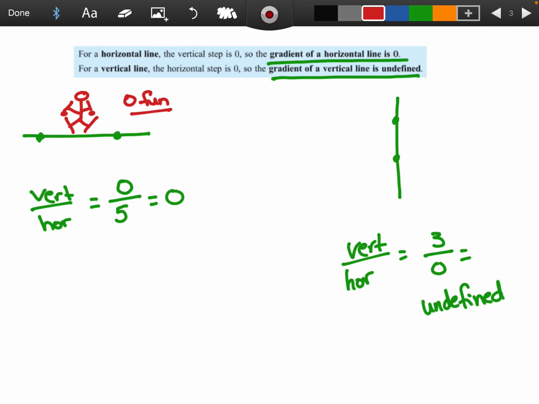No fun at all. On the contrary, if you were to ski down a completely vertical slope, we're going to call that an undefined amount of fun because it is unclear if you will live or if you will die. So we're not sure, so we're going to leave that as undefined. So skiing a completely vertical slope, undefined amount of fun. Skiing a completely horizontal slope, 0 fun.